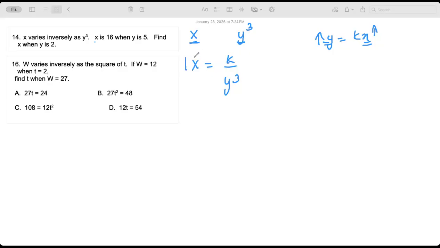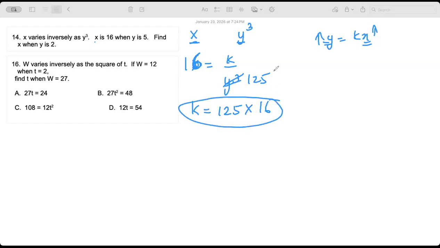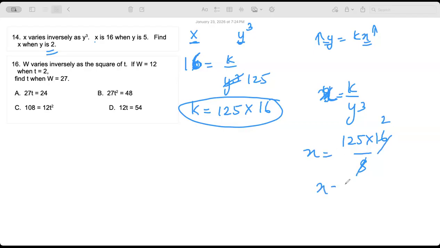So x equal to 16, just plug in, when y equal to 5, which means this is 125. So k, don't multiply unnecessarily. 125 times 16 is your k value, but I can use the same k value for this one. Rewrite your thing: x will be equal to k by y cube. Now substitute k, substitute y. y will be equal to 2, 2 cubed is 8, right? Here you have 125 times 16 equal to x. So times 2, x equal to 250.